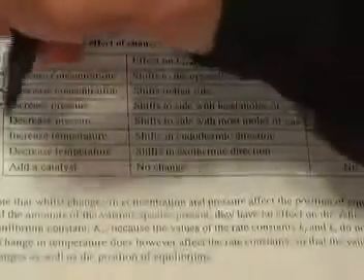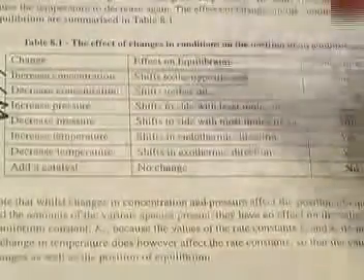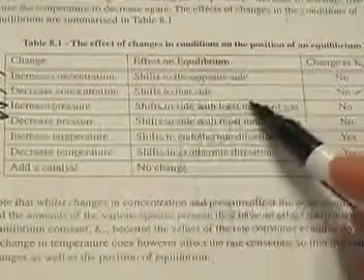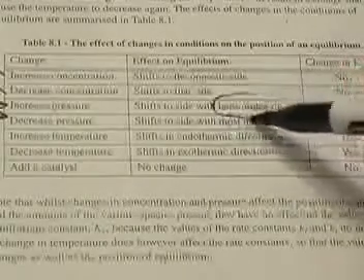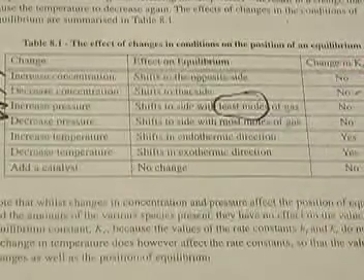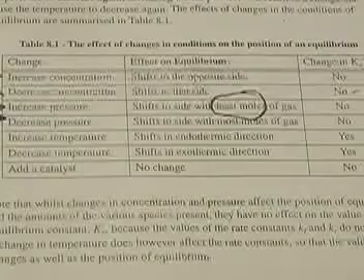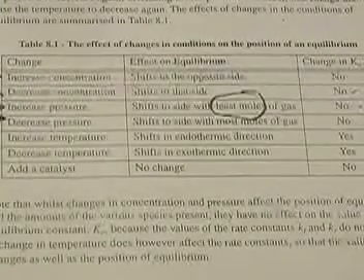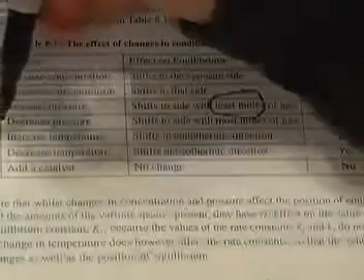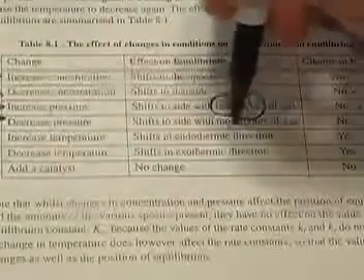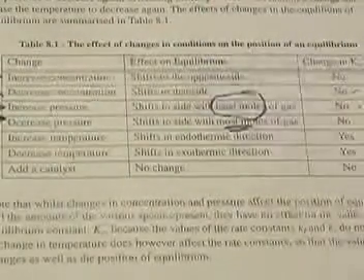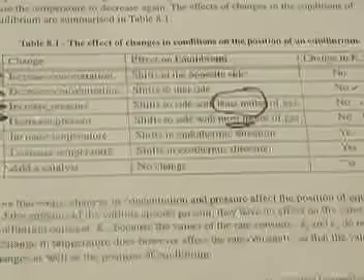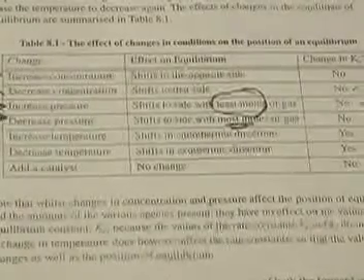How about if you increase or decrease the pressure? Well, if you increase the pressure, it'll shift to the side with the least moles of gas to reduce that pressure stress, and you won't change K sub C or K sub P. If you decrease the pressure, it'll shift to the side with the most moles of gas to reduce that stress as well, and you won't change K sub C once again.